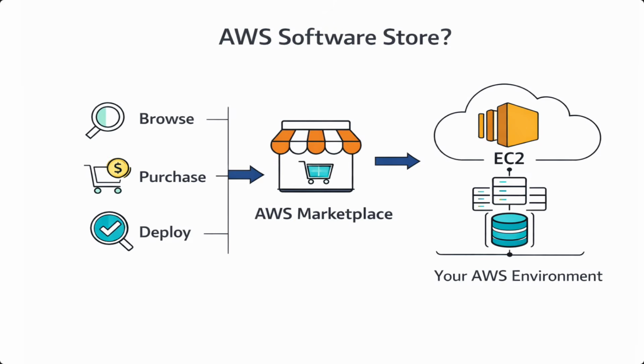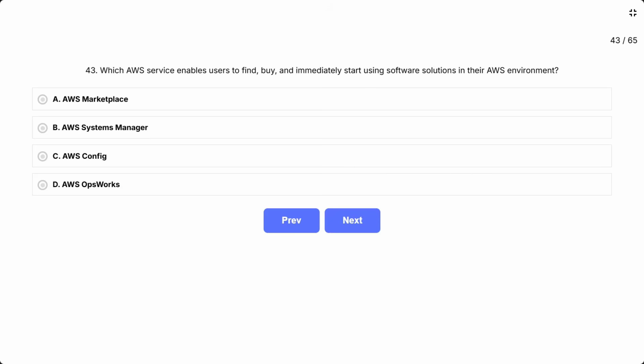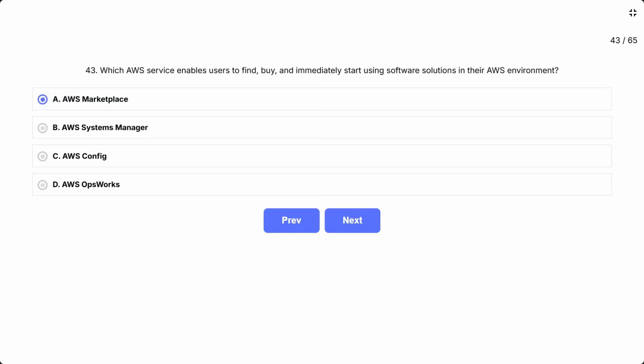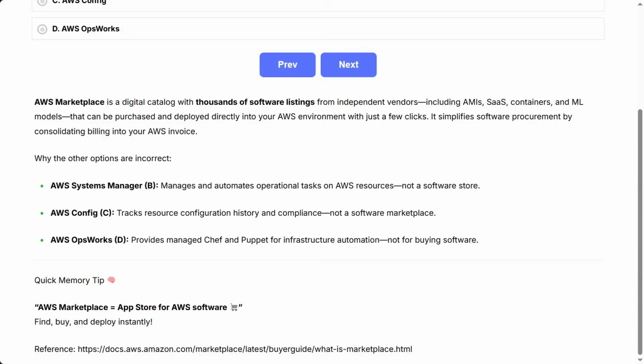This question asks which AWS service works like an online store for third-party software that can be deployed directly into your AWS environment. In simple terms, which service lets me browse, purchase, and instantly deploy software on AWS? The correct answer is A. AWS Marketplace. AWS Marketplace is a digital catalog with thousands of software listings from independent vendors, including AMIs, SaaS, containers, and ML models that can be purchased and deployed directly into your AWS environment with just a few clicks. It simplifies software procurement by consolidating billing into your AWS invoice.